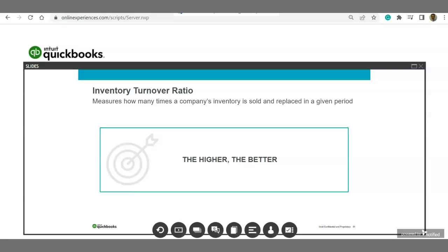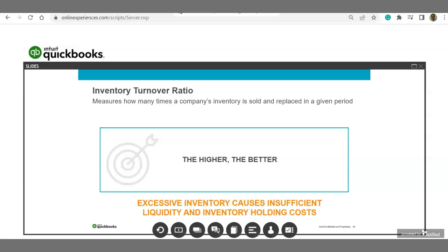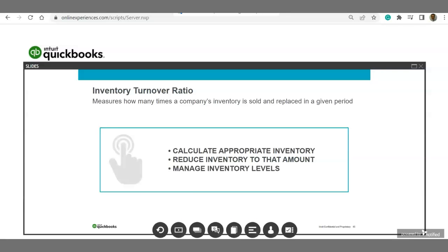A high inventory turnover ratio indicates good inventory management, whereas a low inventory turnover ratio indicates excess inventory on hand. And excess inventory on hand can cause insufficient liquidity and also incur inventory holding costs. So if you have this situation, there are some actions you can focus on to increase the inventory turnover ratio.